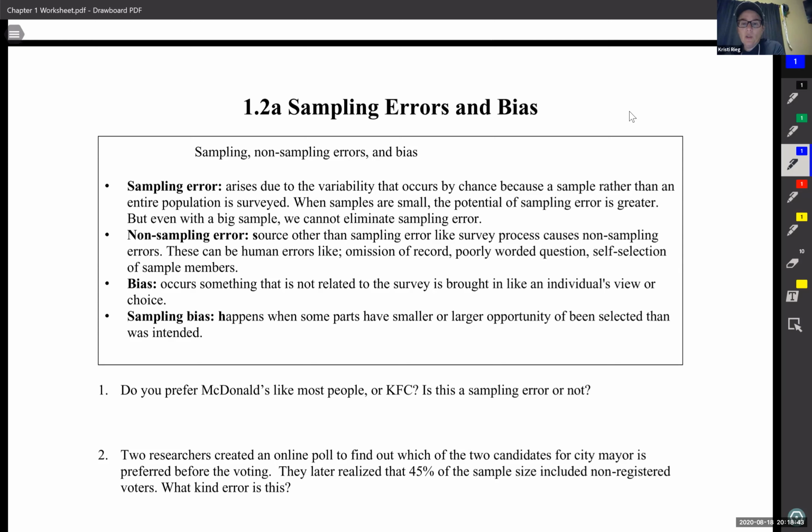So a poorly worded question, which we saw right here under non-sampling errors, would be this example because it's quite a biased question. When you say, do you prefer McDonald's like most people? It kind of makes you want to say, yeah, I do like McDonald's because I want to be like everybody else, so it gives you that bias in the question. So this is a non-sampling error.